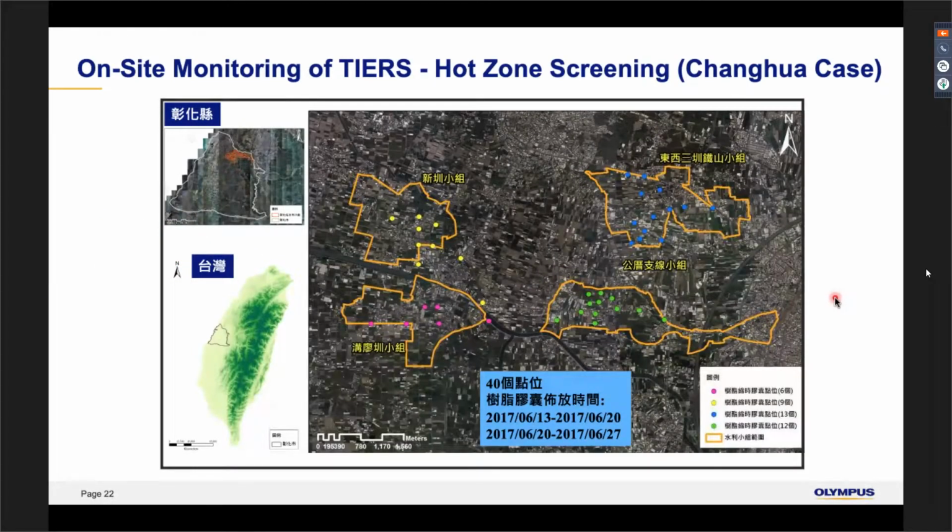Now we use the actual case in Zhanghua area to show you how to do the hard pass screening in a large area. We divide it into several small portions according to irrigation range and place a lot of tiers in each small area. After 7 days, we took these tiers back to laboratory and dried them for XRF inspection.